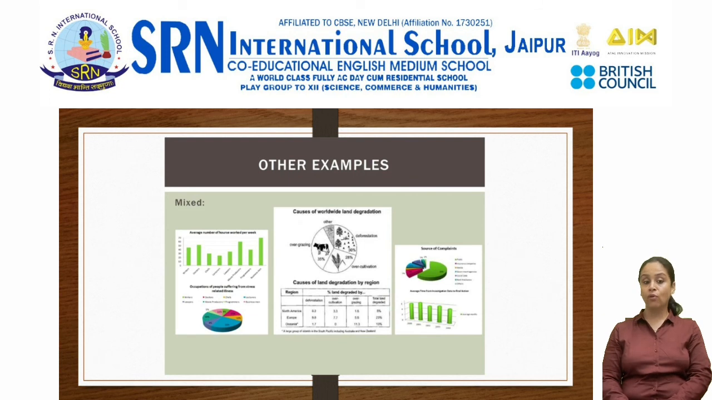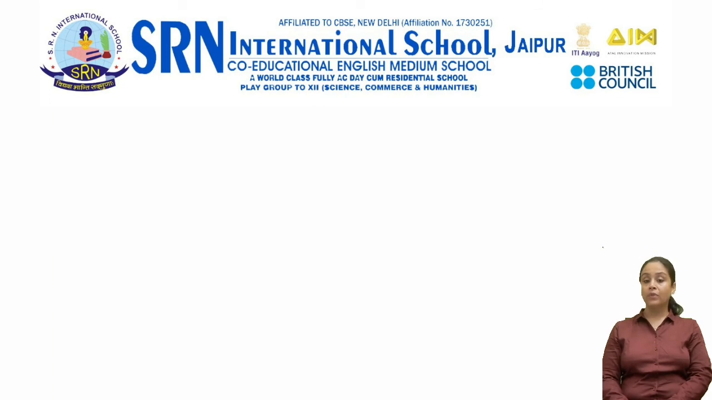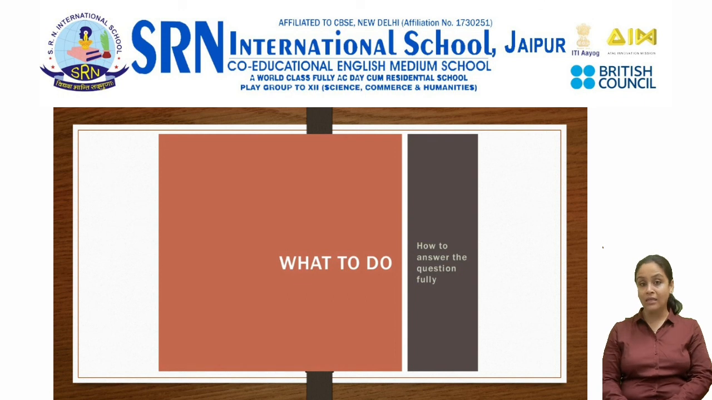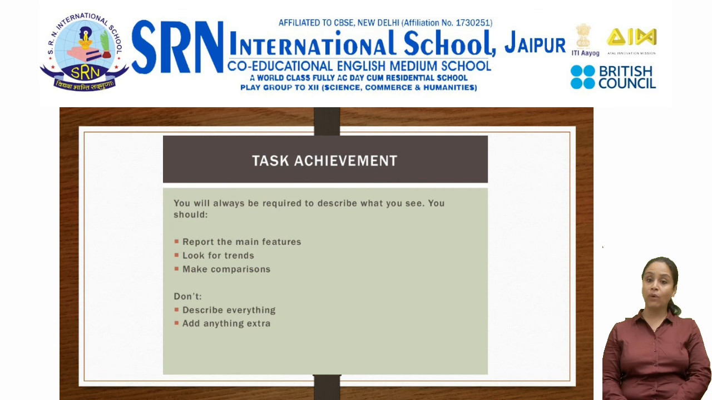You can also get flow charts. Now, what to do and how to answer these questions. So we have clearly understood that these are the types of questions which we get in task 1. So you will always be required to describe what you see.